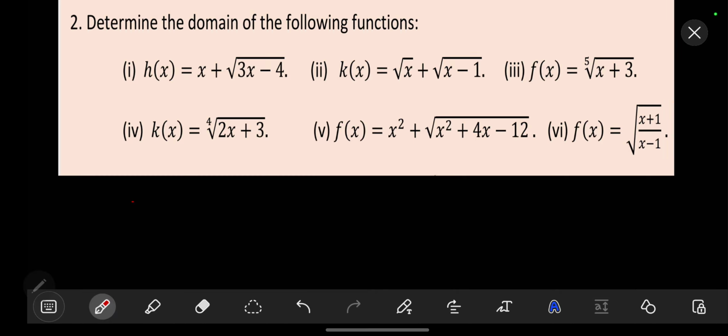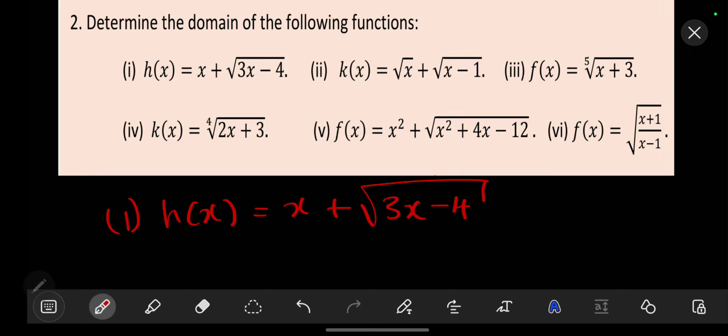So if we have our first one, which is saying that h of x should be equal to x plus the square root of 3x minus 4. Now the thing is that we are interested in what is in the square root only. To find the domain, what value can we use? Because already you can use any x value that you want as long as it's a real number. You can use 100, you can use 4000, but now there is a general rule to which one can you use.